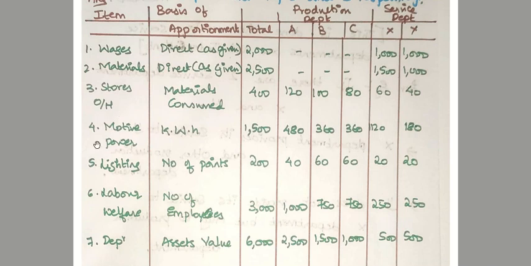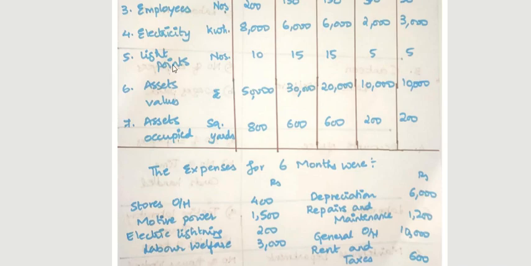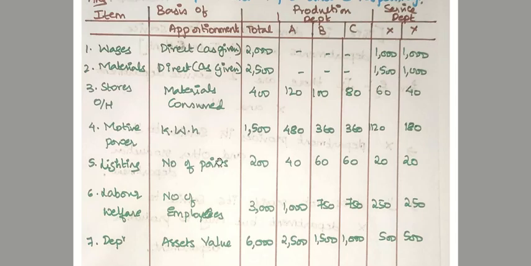Your motive power, we are apportioning based on electricity, which is kilowatt hour. So your ratio is 8:6:6:2:3. Based on that, your total amount of motive power is 1500, which is apportioned based on that ratio of kilowatt hour, which is your electricity, which is 480, 360, 360, 120 and 180.